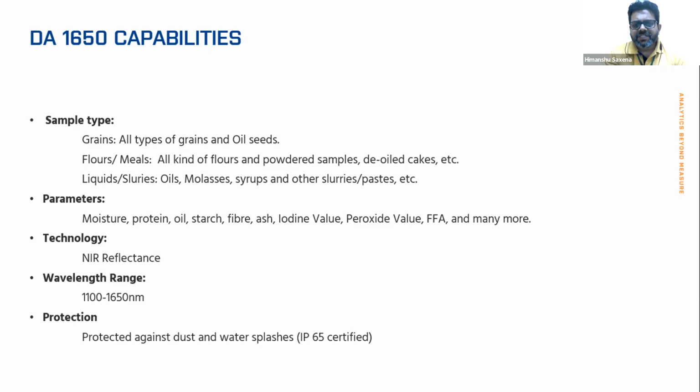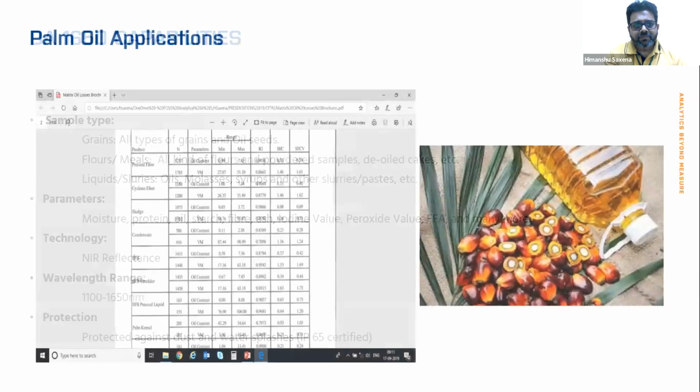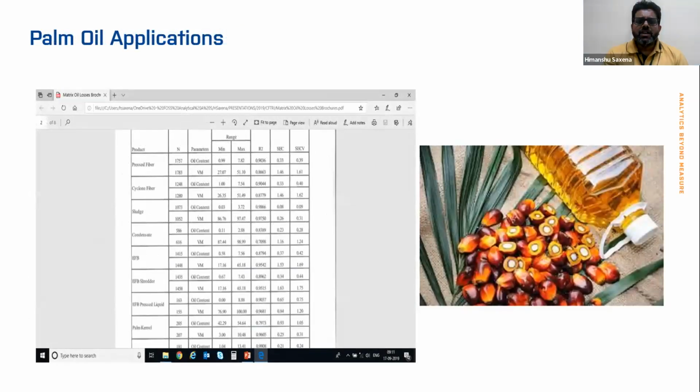This is again an IP65 approved system, which makes it perfect for an industrial adaptable environment. To talk about the applications, we have done a lot of work with this particular model in oil palm. Oil palm is a very complex crop, and the wet chemistry is very tedious, taking days to analyze the samples. The NIR makes the work a lot easier. Companies like Godrej, 3F, Navbharat have all adopted this instrument and technology.